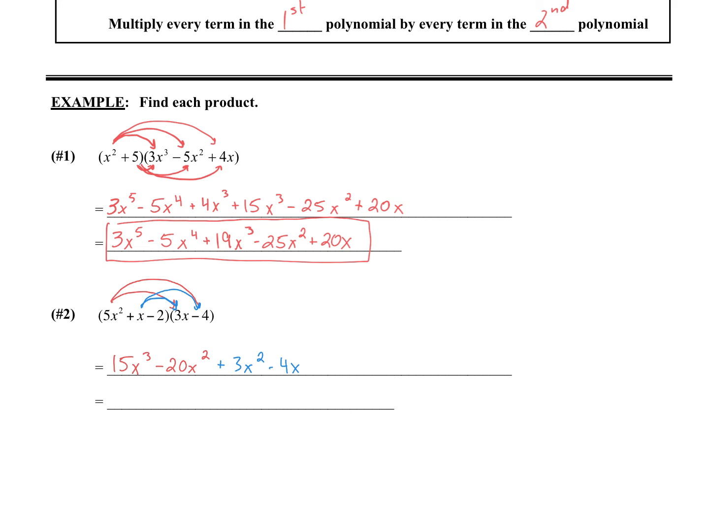And then lastly, we have negative 2 times 3x, so that would be negative 6x, and negative 2 times negative 4, and that's positive 8. Okay, so now we can combine like terms here. So we have 15x cubed, and we have negative 20x squared plus 3x squared, so negative 17x squared. Then negative 4x minus 6x is negative 10x, and then plus 8 at the end there. All right, and that is our final answer.